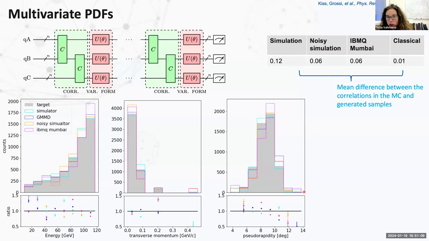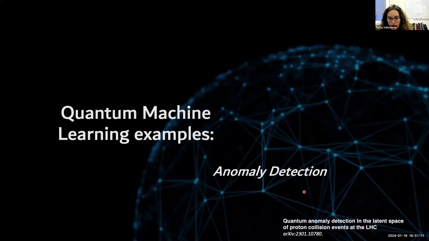I'm a little late. I will just show you what I mean with anomaly detection. We're going to be a couple of minutes more. This is an instructive example because it shows more or less the typical pipeline for using quantum machine learning experiments on classical data today.